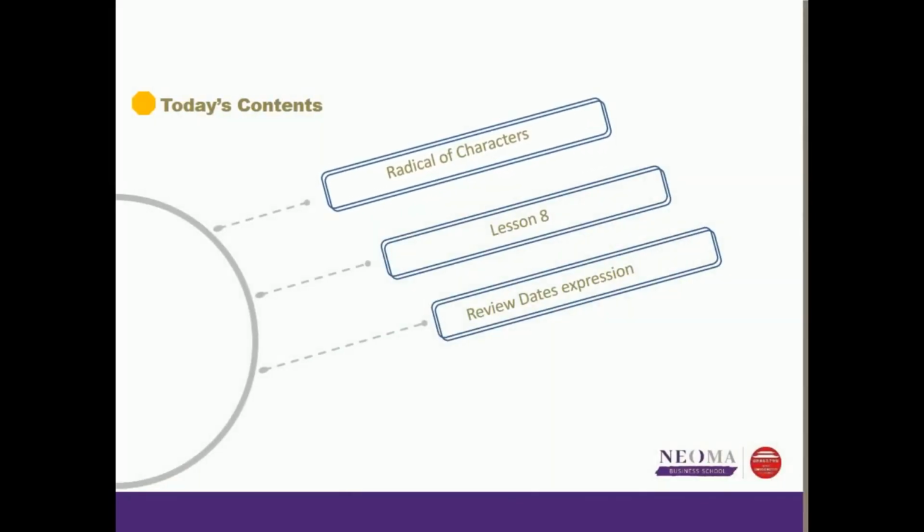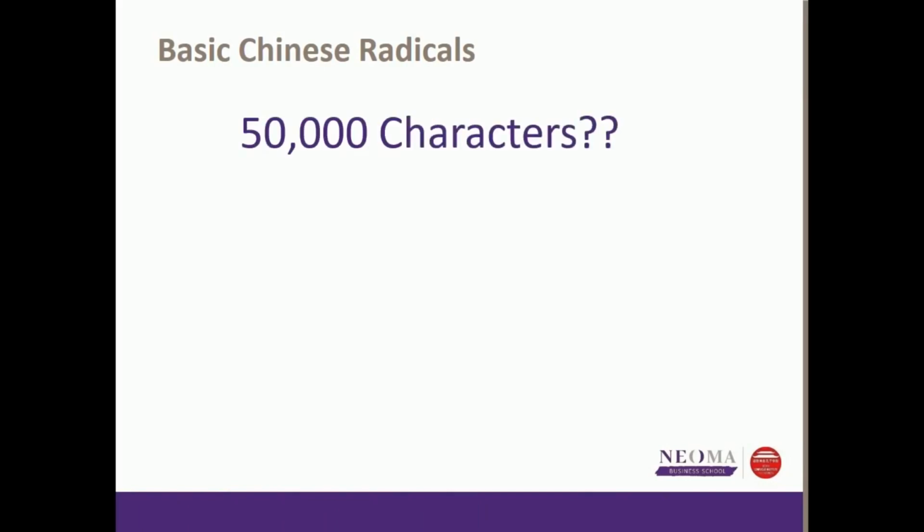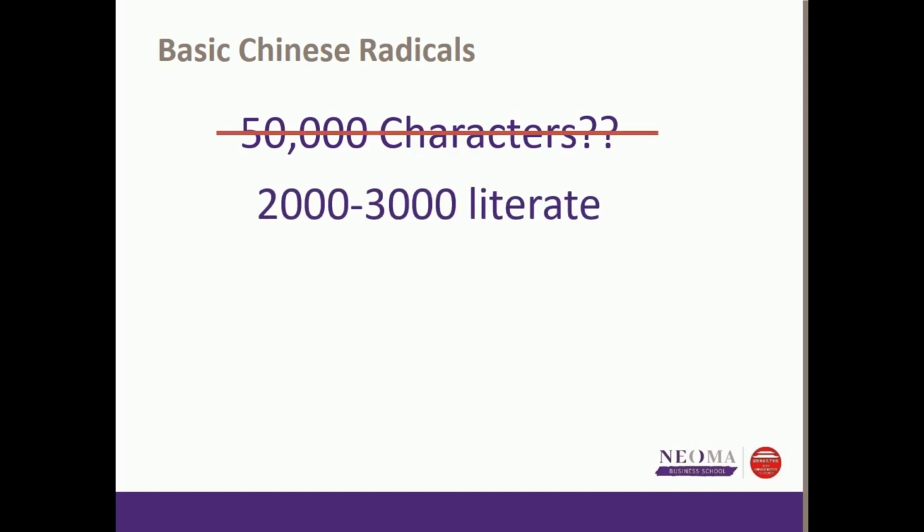Now, I'm going to introduce you to some radicals of characters. There are more than 50,000 Chinese characters in existence, but you only need to know 2,000 or 3,000 to be considered literate. So don't be scared. Mastering 2,000 or 3,000 characters is still a rather formidable task. However, if you know the radicals, the learning process will be more effective and easier.